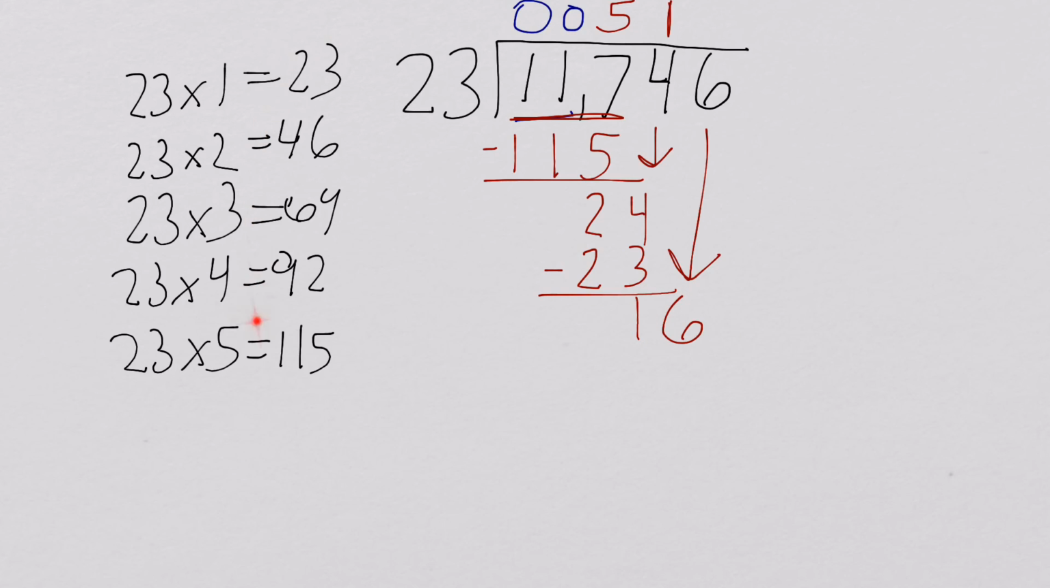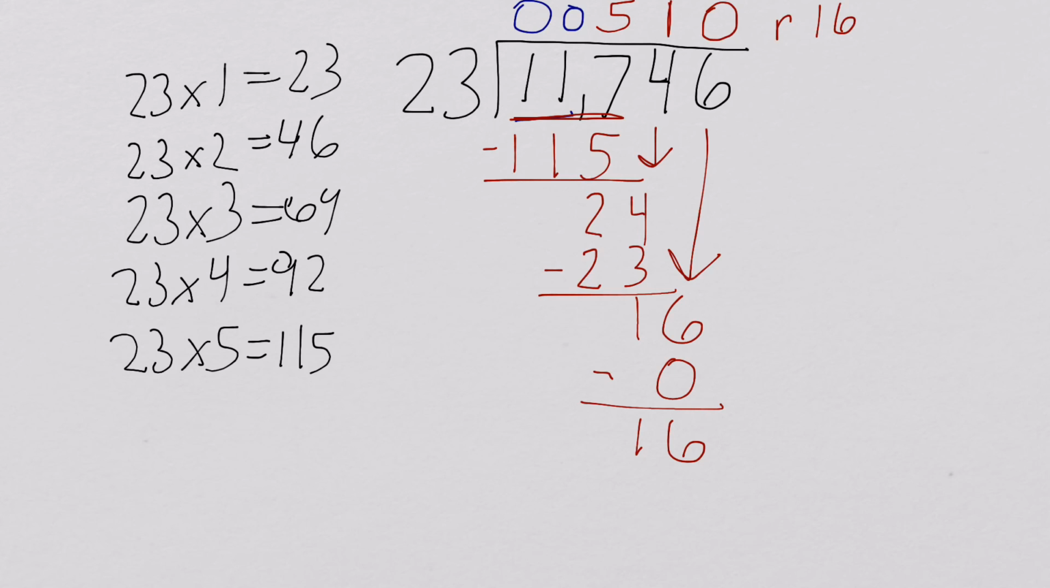So now we've got 16 down here. And if we look at our list, well, 23 is the smallest we get. And that's still too big for 16. So 23 can't go into 16, so we're going to have a 0 up top. 23 times 0 is 0. Subtract and we get 16. So our answer actually ends up being 510, remainder 16.